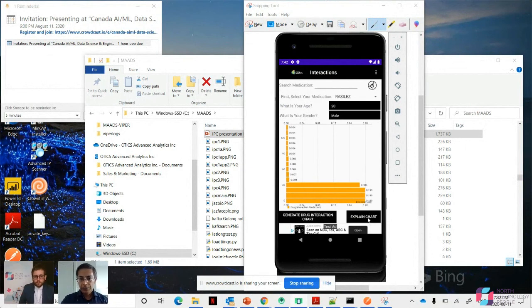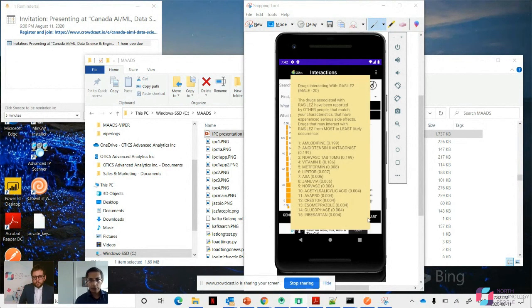Now, if you were to click explain chart, what the explain chart will tell you is that for Rationale, for male 20, the top drugs that are likely to interact with Rationale are amlodipine, and the numbers in brackets are probability distributions, Norvasc, vitamin D, metformin, and again, Lipitor. These are drugs that the algorithm has looked at in historical data, pushed through the algorithm that's specifically built for Rationale, and then predicted which are the most likely to least likely drugs to interact with Rationale.